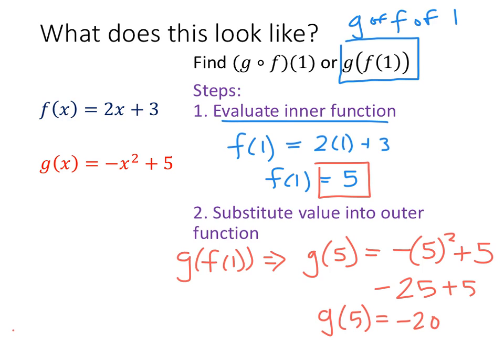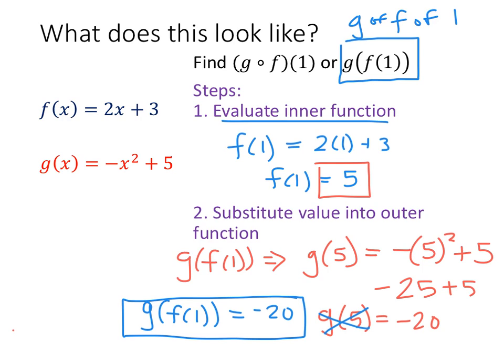Now, I'm not really finding g of 5; what I want to find is g of f of 1, which is equal to negative 20. So after I've plugged all that in and followed that chain of command, I get negative 20. It's just an idea of substituting one function into the other.